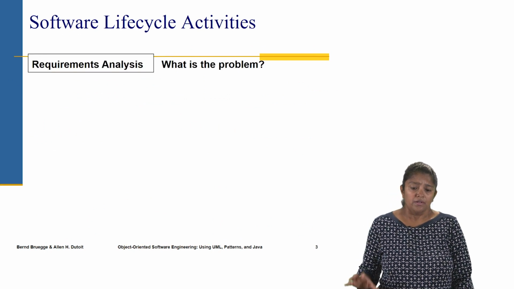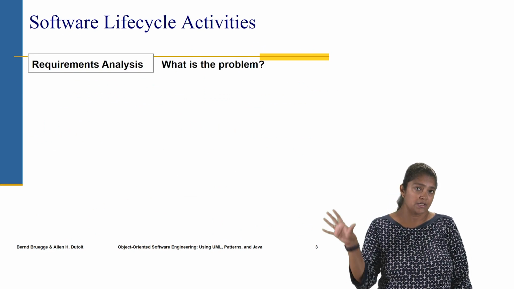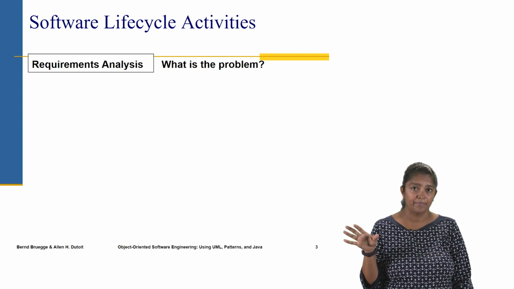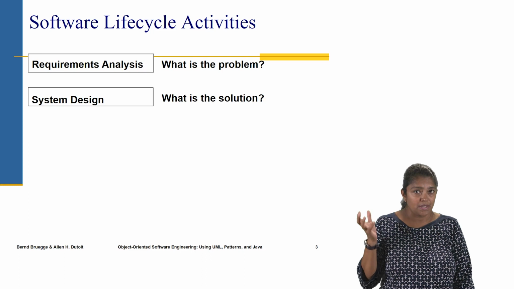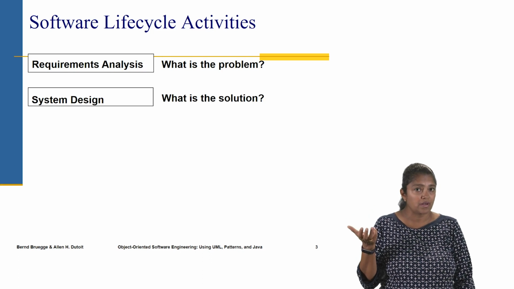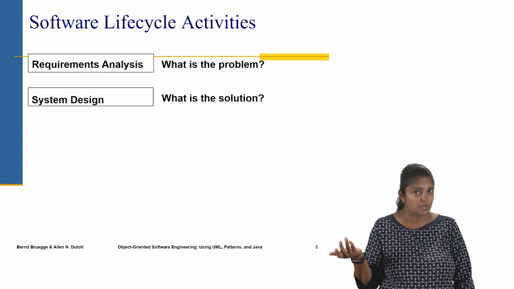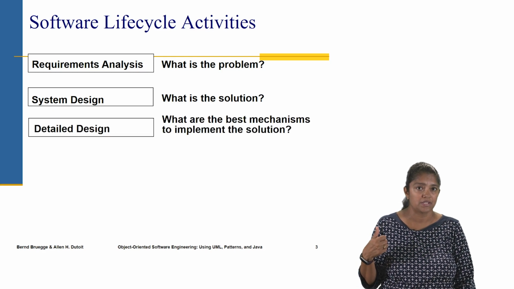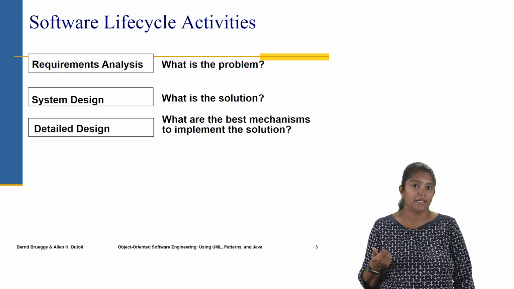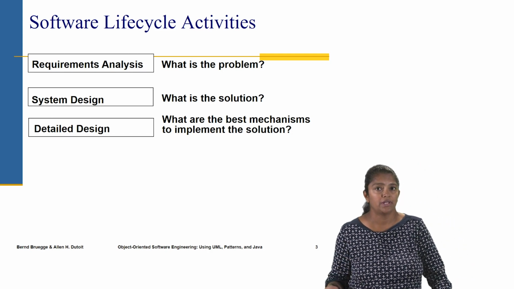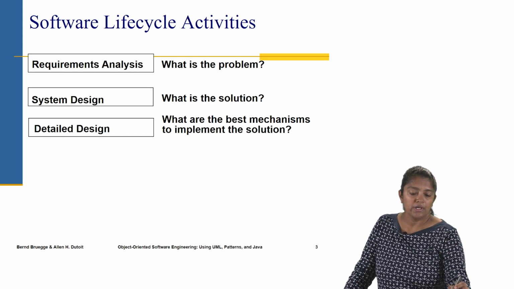The idea is we start out with what is the problem in the requirements analysis phase. Once that problem is well defined, then we start thinking about what is the solution. So we come up with the system design, a high level design. And then what are the best mechanisms for implementing that solution? That's where we think about detailed design.